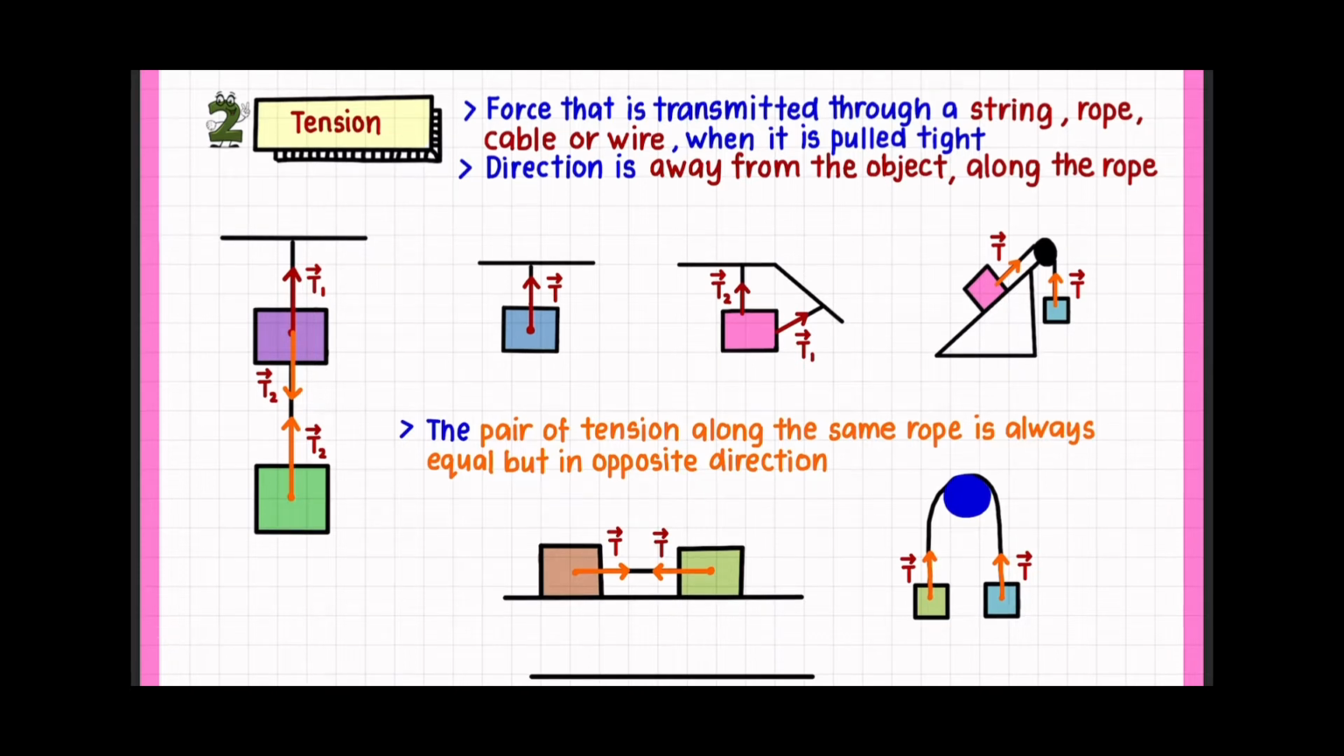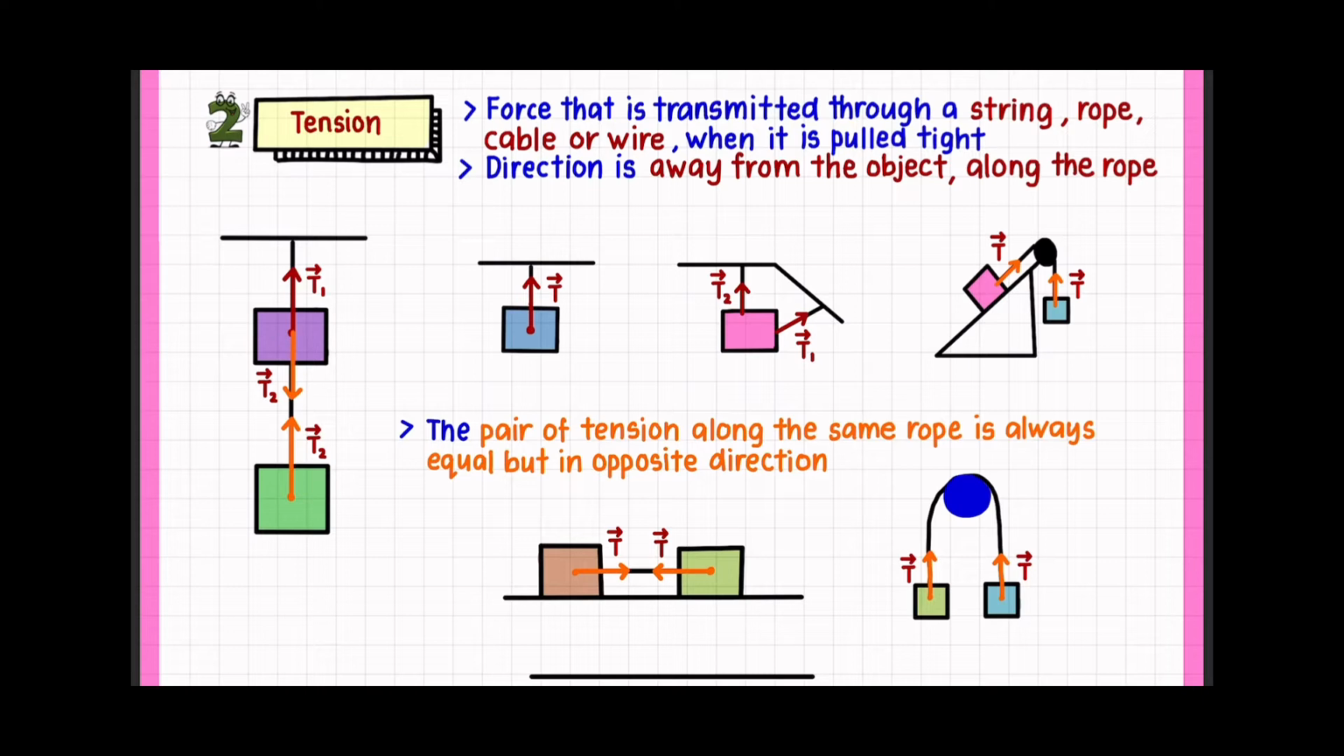Tension is the force that is transmitted through a string, rope, cable or wire. So, kalau you nampak je perkataan string, rope, cable, wire. Okay, so dia akan ada force yang nama dia tension lah. Okay, tapi dengan syarat dia mesti pull tight lah. Kalau tak tight, longgar je, tak ada tension lah kan. Okay, so direction is always away from the object atau along the rope.